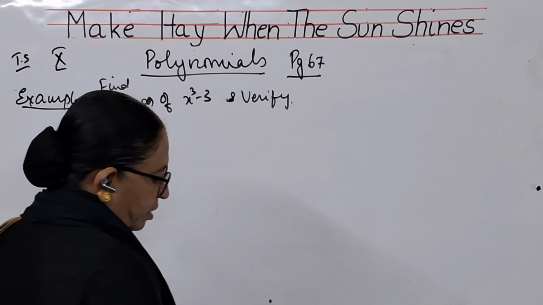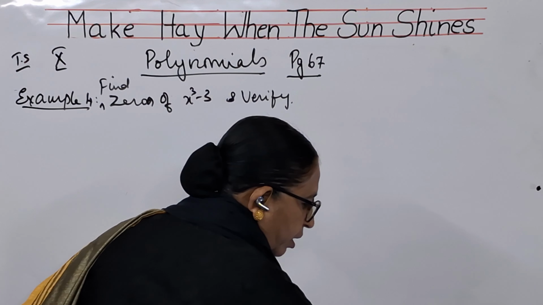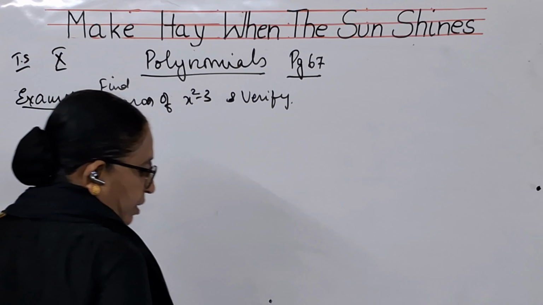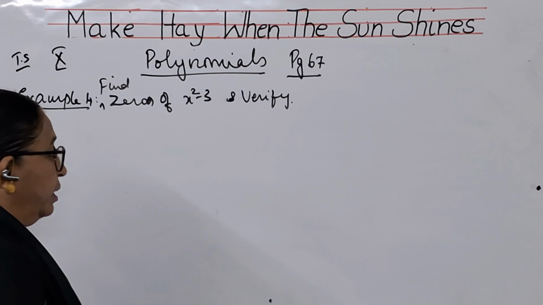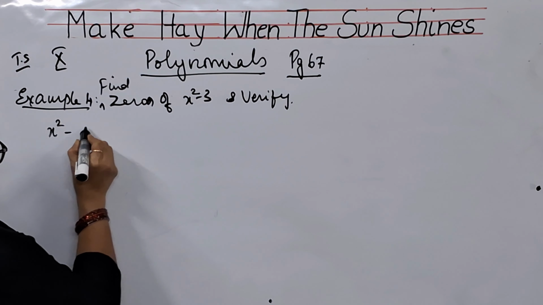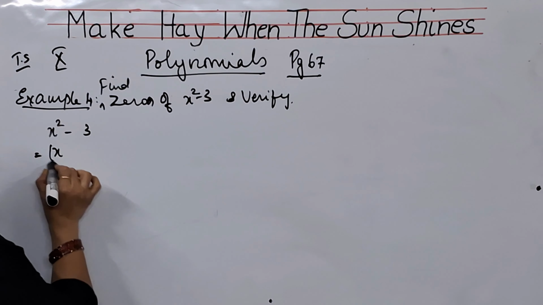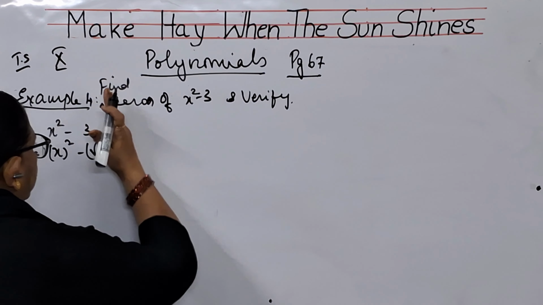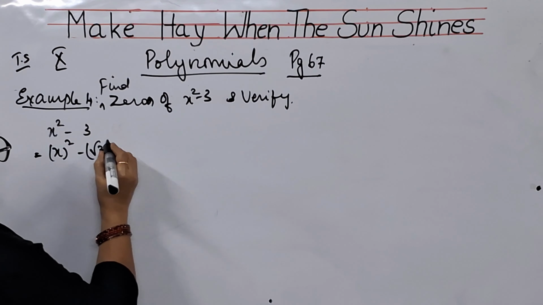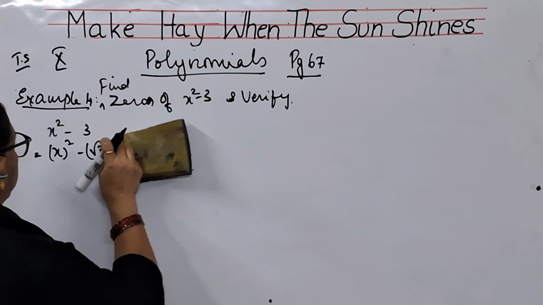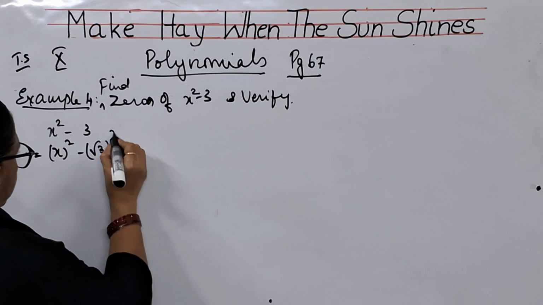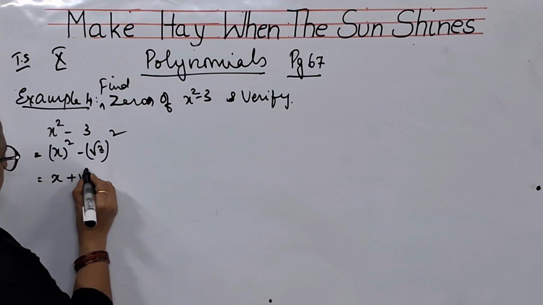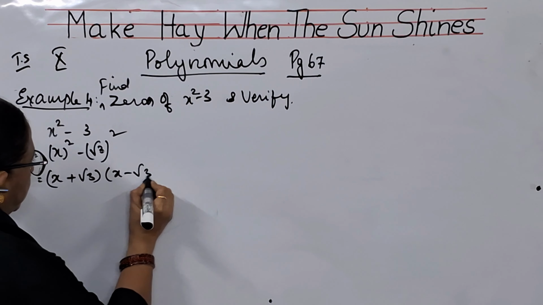So how will you do this? Find the zeros of x square minus 3, children. It is not x cube. x square minus 3 and verify the relationship. So what is given to you? x square minus 3. This can be written as x whole square minus root 3 whole square. This means what, children? This is in the form of a square minus b square, that is (a plus b) into (a minus b).